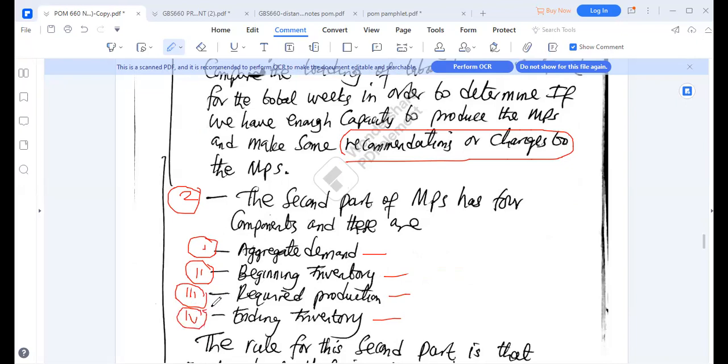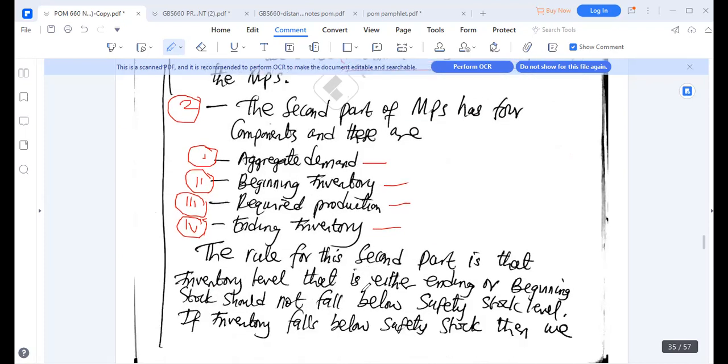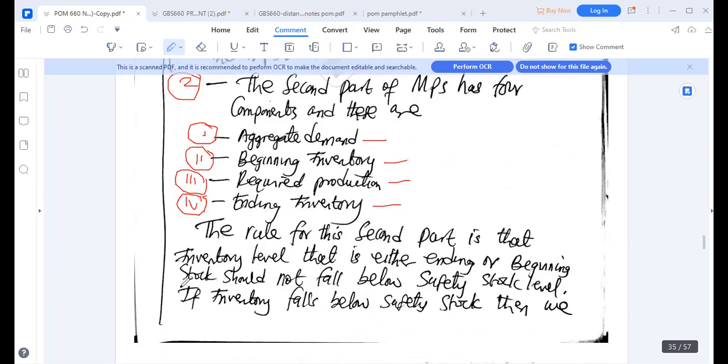So these are the components that we need as we look at the rough cut capacity planning. Okay. So now there's a rule that applies as we get down to this second part of the master schedule. The rule for this second part is that the inventory level, that is either ending or beginning stock, should not fall below the safety stock.